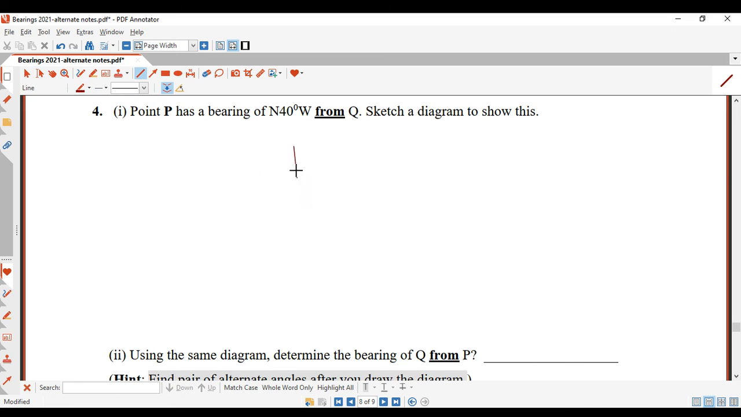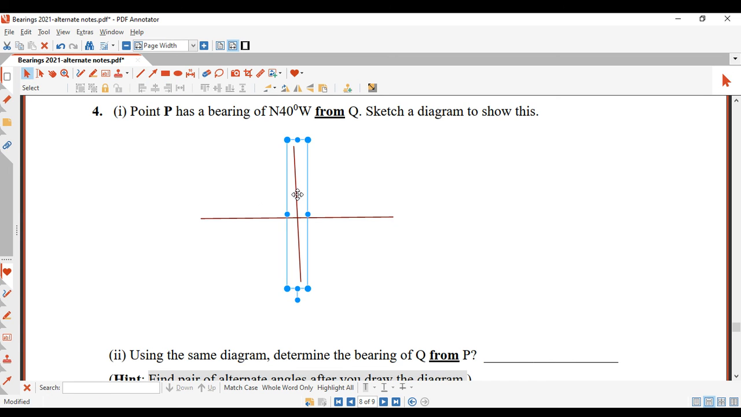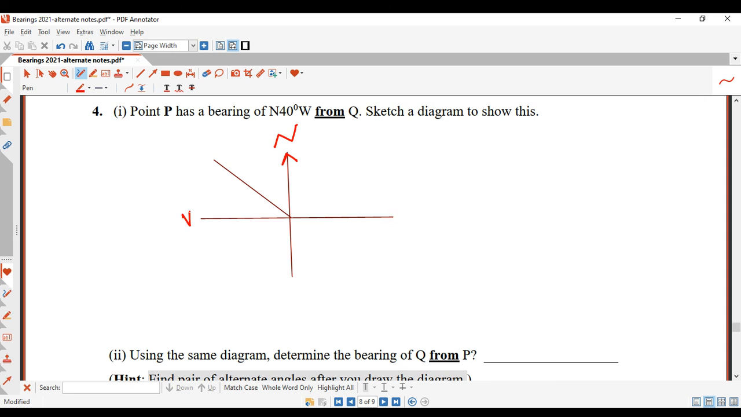So we're going to, again, draw our compass in. There it is. And should we just make that line a little bit more vertical? Okay, that's better. And north 40 degrees west will be north, and then 40 degrees west will be here somewhere. Okay, so let's label the north line first. North is here, west is here. The bearing is taken from Q, which means the center of your compass is Q, and the direction of P from Q is north 40 degrees west. So that angle there is 40 degrees.